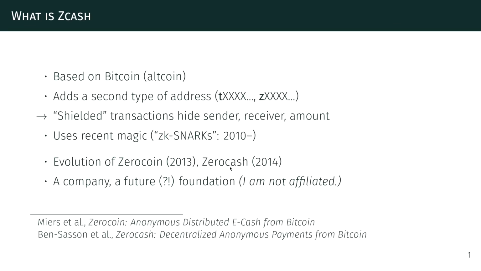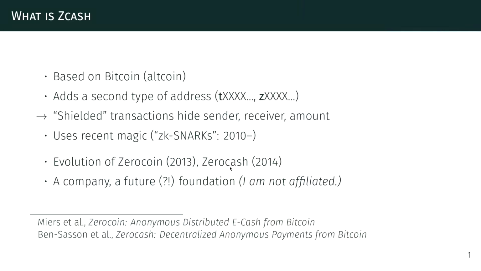Now this type of transaction lives next to the regular Bitcoin type transaction, so you actually have two types of addresses. One that's called a transparent address, starts with a T, and a new type of address that starts with a Z, which gets used by the new type of transactions. And yes, like I already said, it uses these so-called ZK snarks, which are relatively recent kind of mathematical magic, as I like to say. I think 2010 is the earliest citation from the Zcash spec.